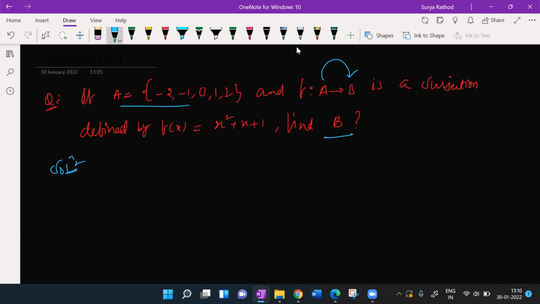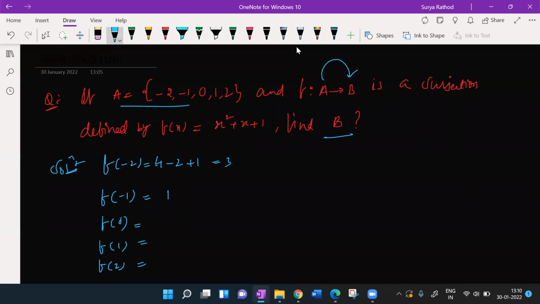How do you find out f of x given? So first you have to do f of -2. What is f of -2? What is f of -1? f of 0, f of 1, f of 2. f of -2 is what? 4 minus 2 plus 1, 3. So here 1. Am I correct?